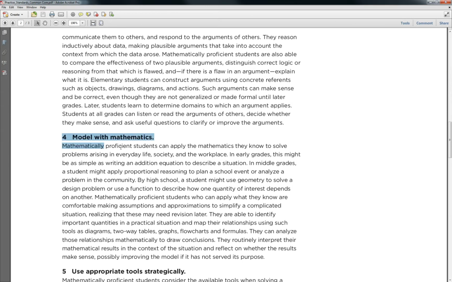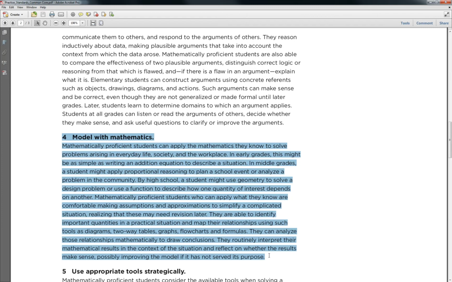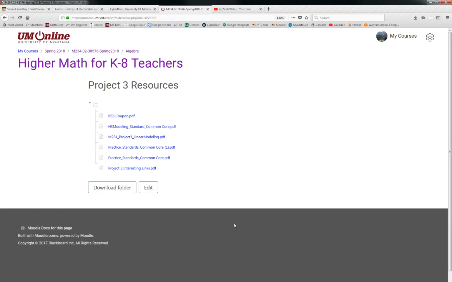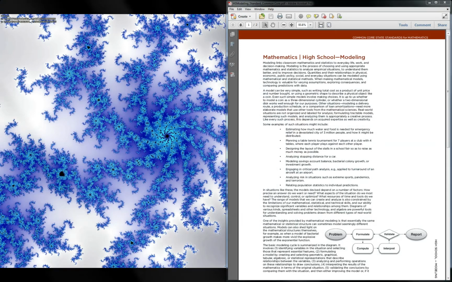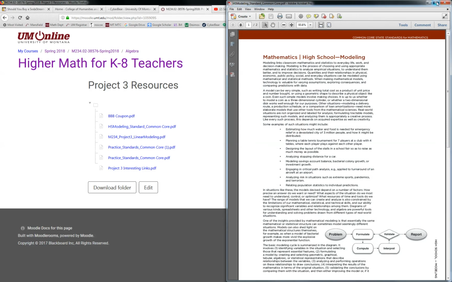Model with mathematics is something that might be worth reading before engaging in the process, so that you can really understand what it means to model with mathematics. Also included in this Project 3 resources is the high school standard for modeling, which is, I think, a better description than the practice standards give.